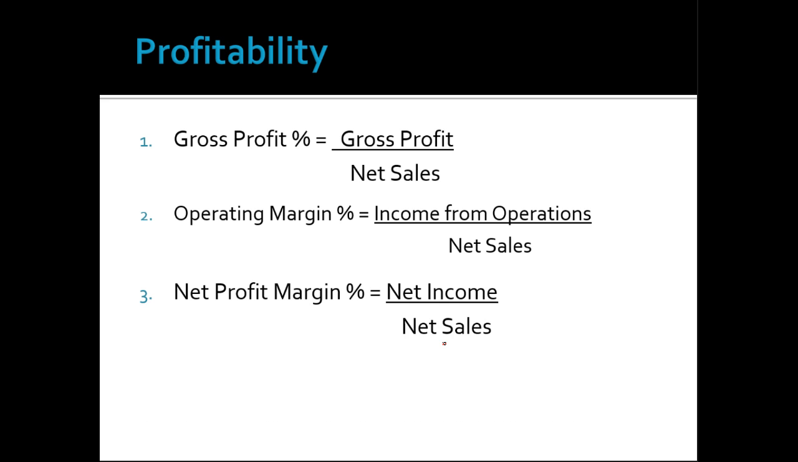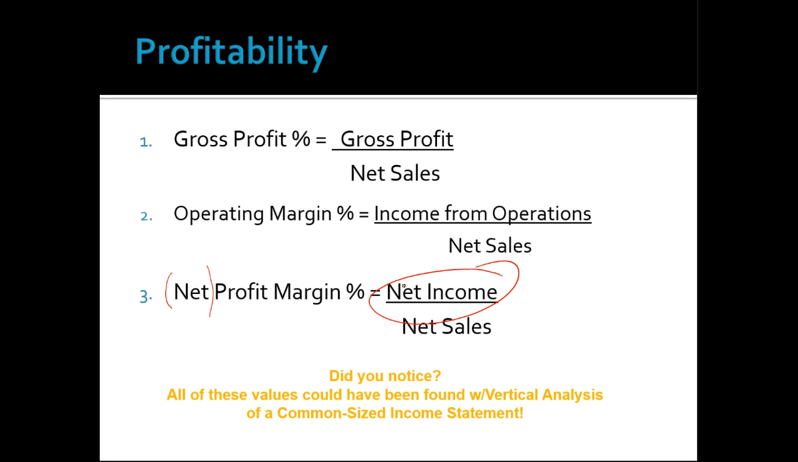All right, another ratio: net profit margin, or sometimes just called profit margin. People should be precise when they say things like this, but sometimes they'll drop the word net. But you should assume, if they just say profit margin, that they mean net income divided by net sales.